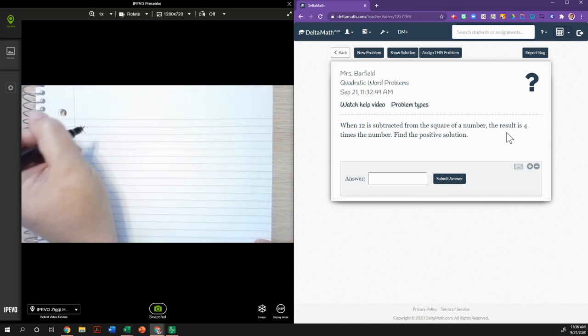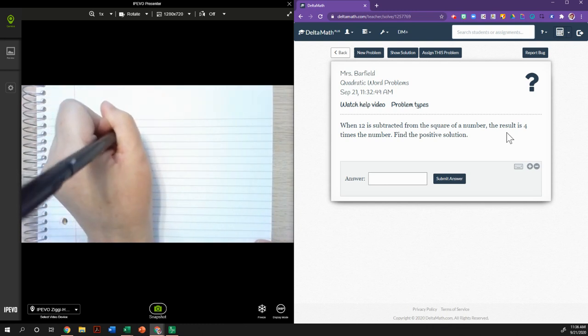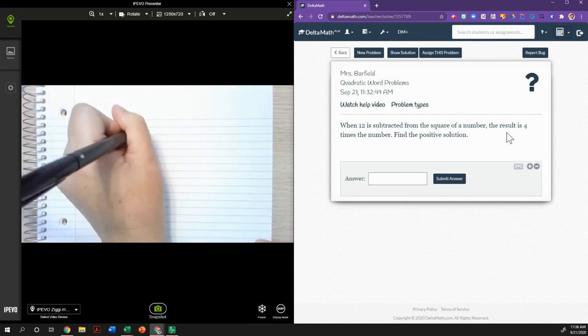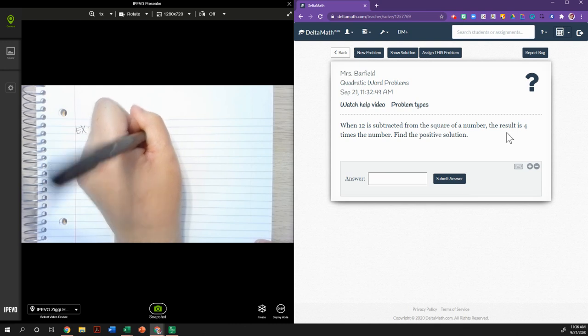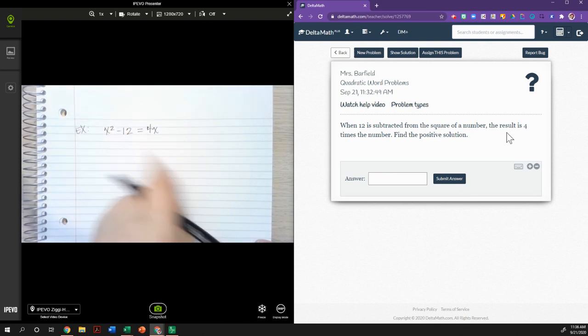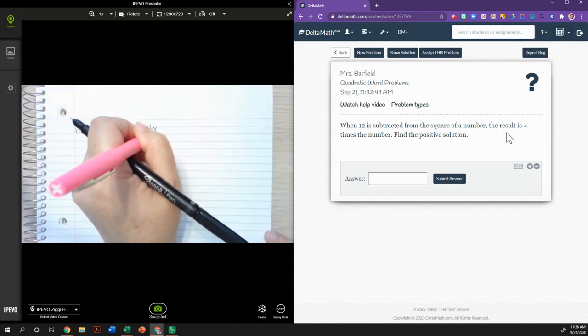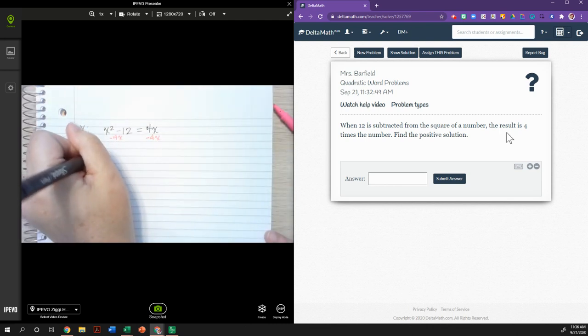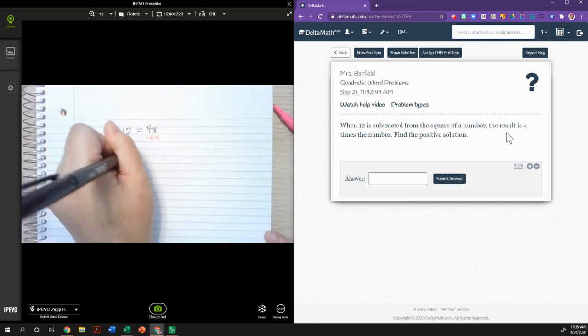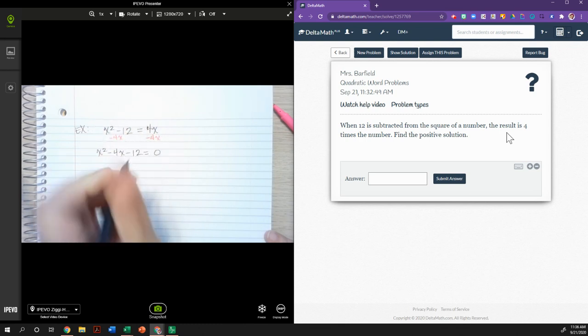solution. All right, so when 12 is subtracted from the square of a number, so that's x squared minus 12, the result is 4 times the number. So 4 times the number, okay? And it's all the same numbers in this case, so we're going to identify it as x. Okay, so I need to set this equal to 0. So I'm going to subtract 4x. So x squared minus 4x minus 12 equals 0.